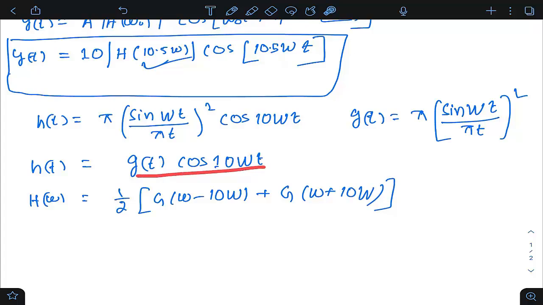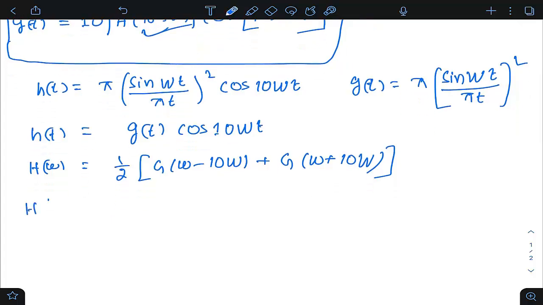So g(t) into cos(ω0 t) has Fourier transform half of G(ω − ω0) plus G(ω + ω0), that is, half of G(ω − 10W) plus G(ω + 10W). In this we have to substitute H of 10.5W, that is, ω equals 10.5W. When I'm pronouncing W and omega, please distinguish them; they look similar.